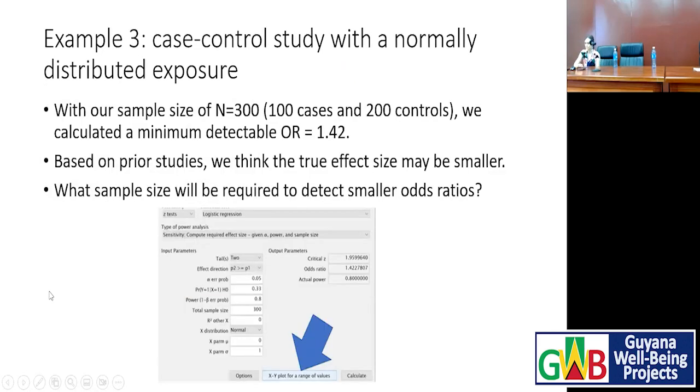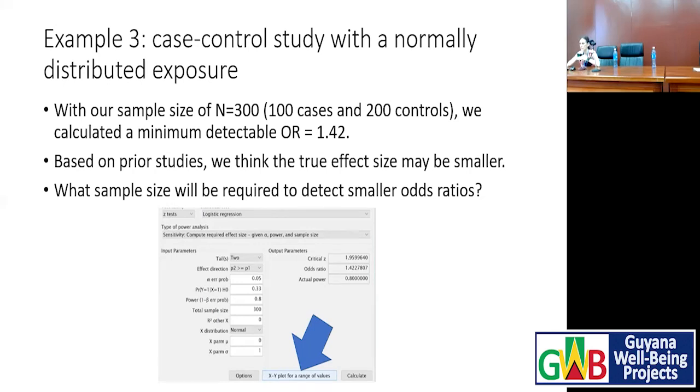Okay, so now we're going to use this example. Okay, so we're using the same example. This is exactly like what your question was, about thinking, like I was saying, maybe you'll look at some other studies and see what people have done. So say you go into the literature and ask, is 1.42 for an odds ratio something that I think is realistic?